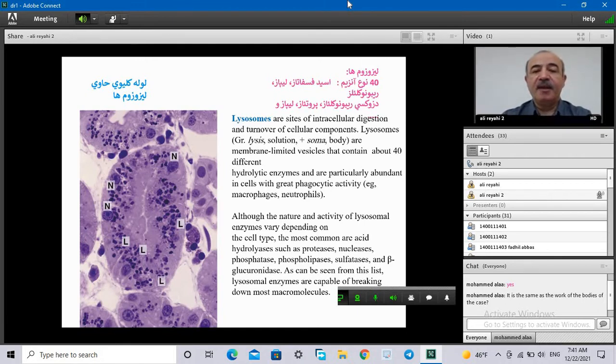Okay, the lysosomes are sites of intracellular digestion and turnover of cellular components.